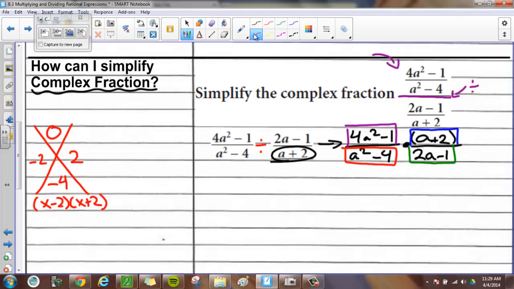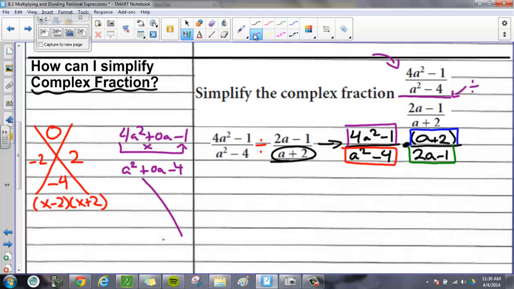Okay, so really what we have, this 4a squared minus 1, that is 4a squared plus 0a minus 1, right? You could put a 0 in the middle. And we slide this over. That's the first step. So we have a squared plus 0a minus 4, because we multiplied it and we slid it over there. Let's set this up. We got our minus 4 on the bottom, 0 on top. So we got 2 and negative 2. So we have a plus 2, a minus 2.